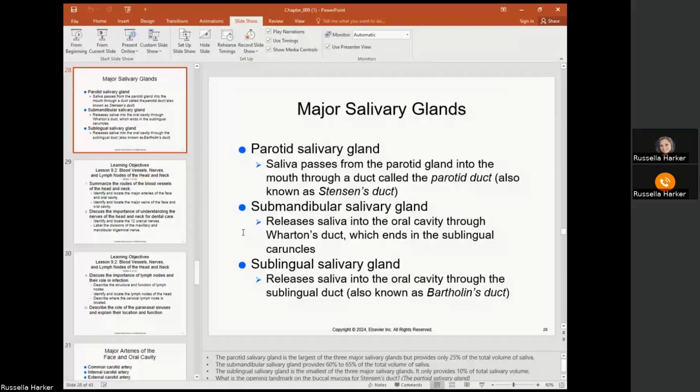Now, the parotid salivary gland is the largest of the three, but it only provides 25% of the total volume of saliva. The submandibular gland provides 60 to 65% of the total saliva. And the sublingual salivary gland is the smallest of the three major salivary glands and only provides 10% of the total salivary volume.